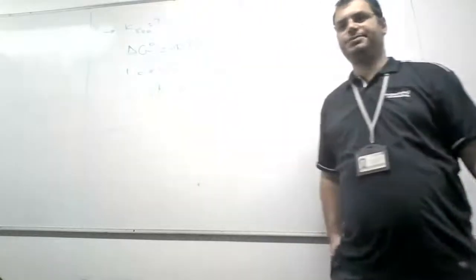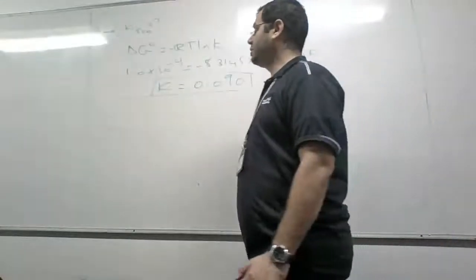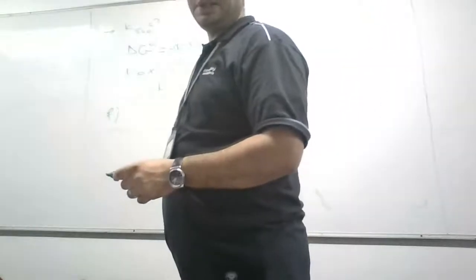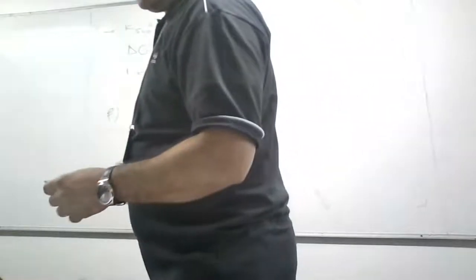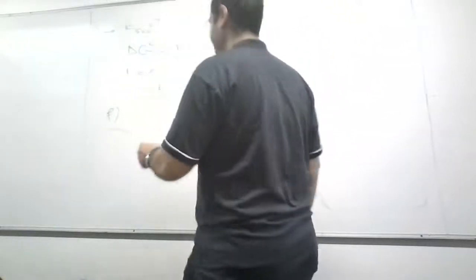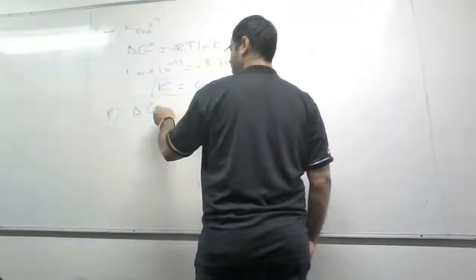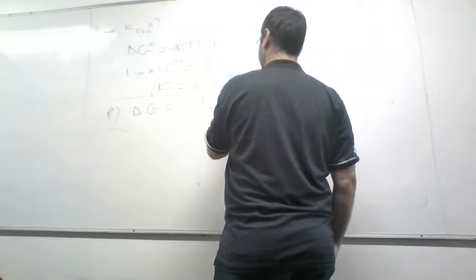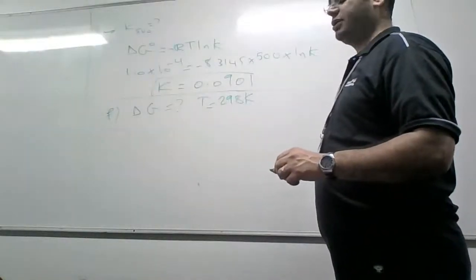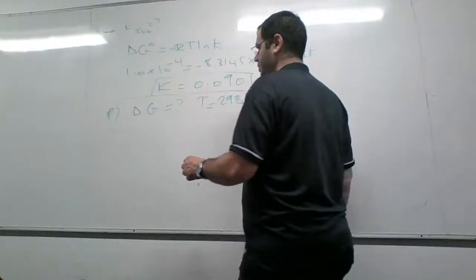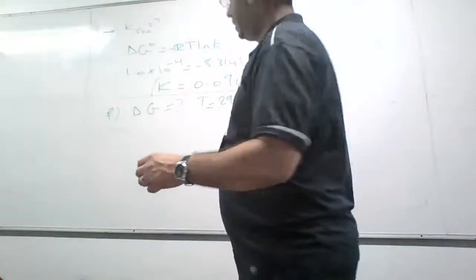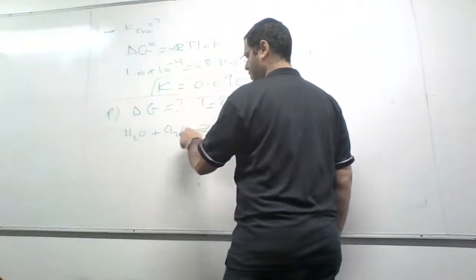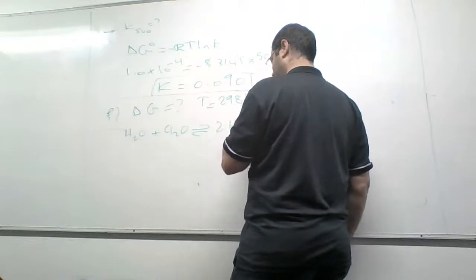Let's continue now, guys. Let's solve the last part in here. What's the last part, shabab? Calculate delta G. Delta G now, not delta G naught. You have the temperature 298 Kelvin, which is 25 degrees Celsius. And you have the chemical reaction. Don't forget H2O, Cl2O, producing 2HOCl.